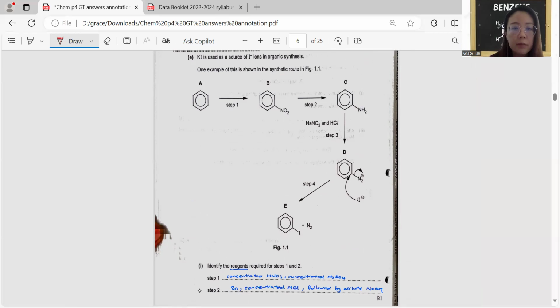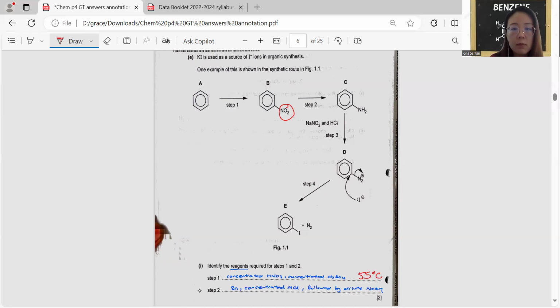So step 1, you can see that it is nitration because you added a nitro group. All right, so what do you need? Concentrated HNO3, concentrated H2SO4. So you can look at my answer down there. Now, the condition is 55 degrees Celsius. But because they did not require condition, hence I did not write the 55 degrees Celsius here.